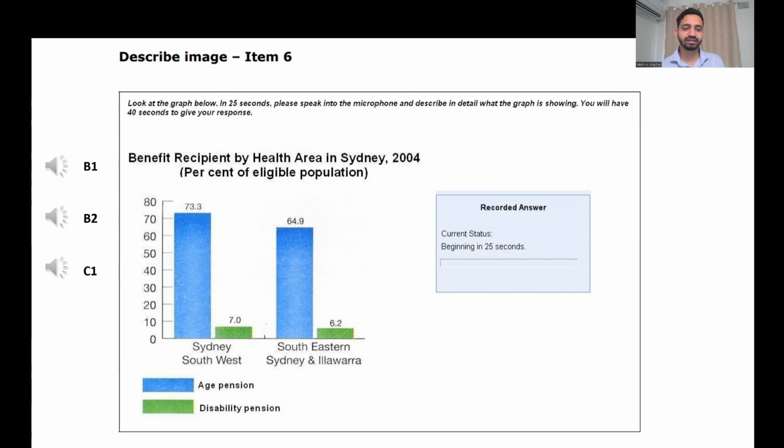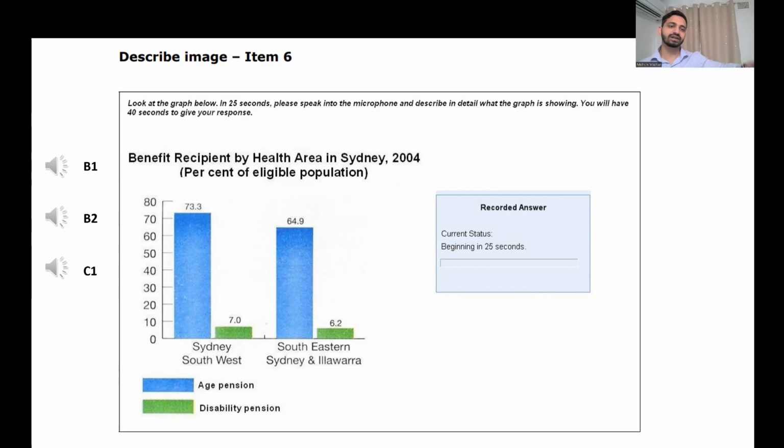You've got two areas here, Sydney Southwest, and Southeastern Sydney and Illawarra. There are two types of benefits that people receive, age pension and disability pension. Age pension is represented by a blue bar and disability pension is represented by a green bar. The biggest amount of pension received by people is age pension, and disability pension is the smallest. You can come up with that opinion as well.